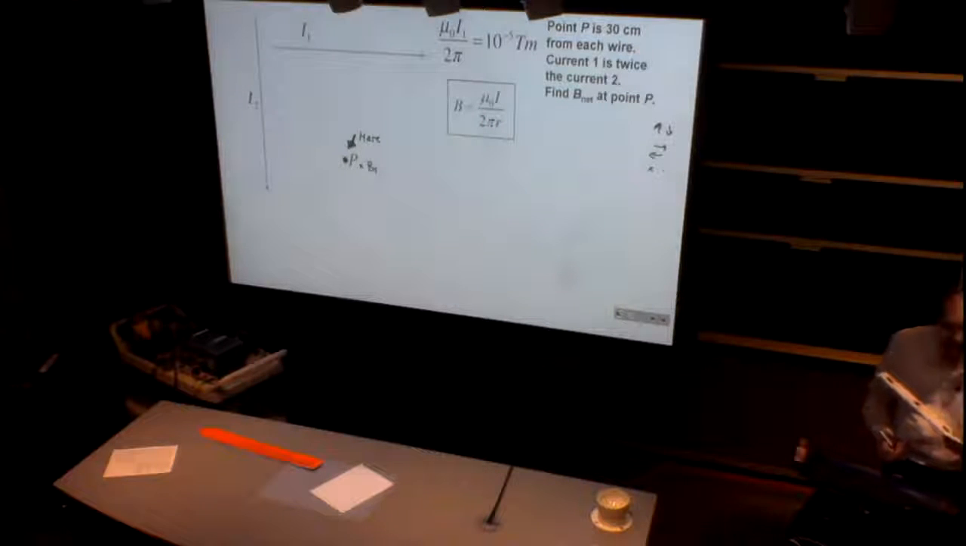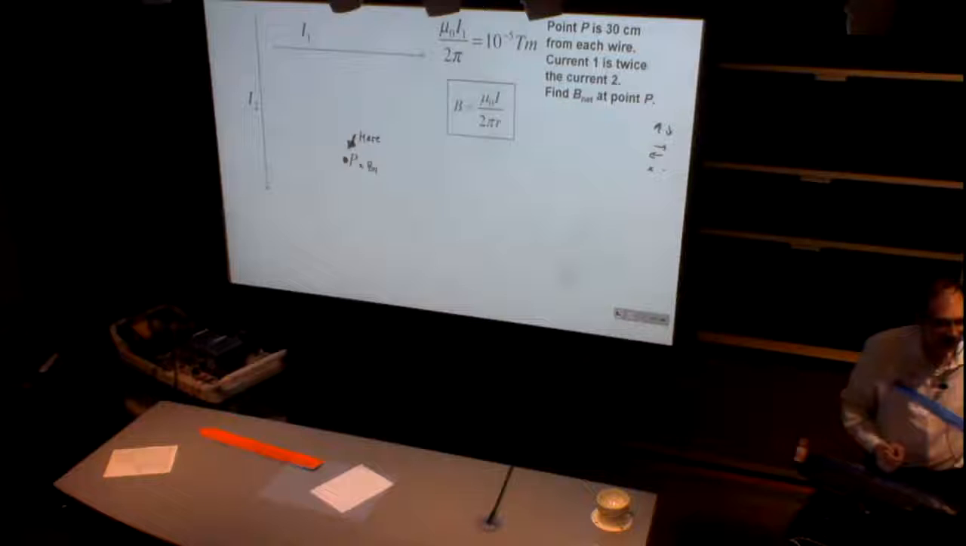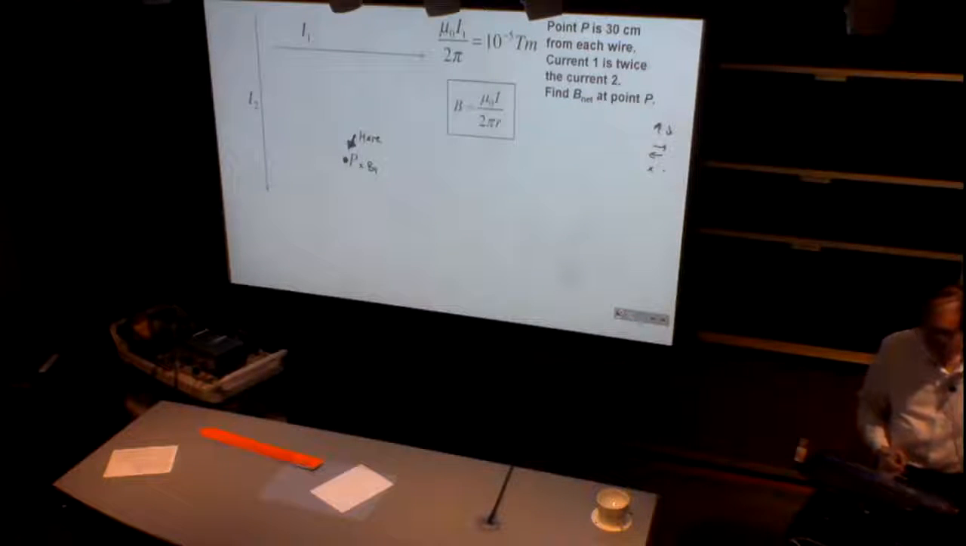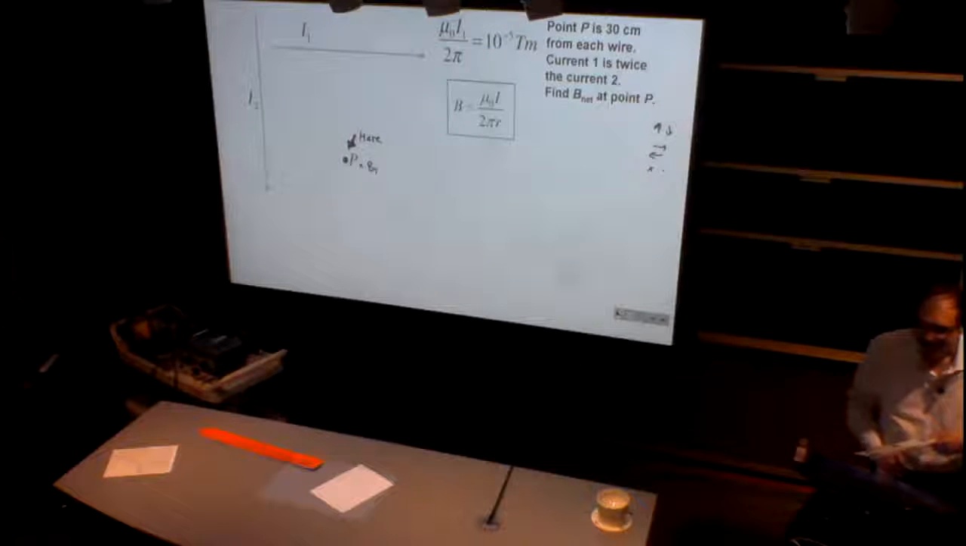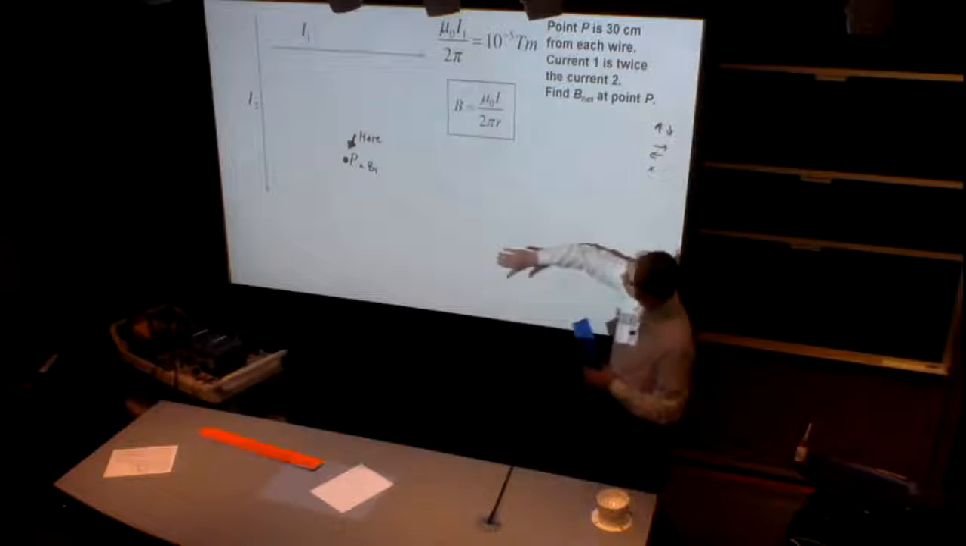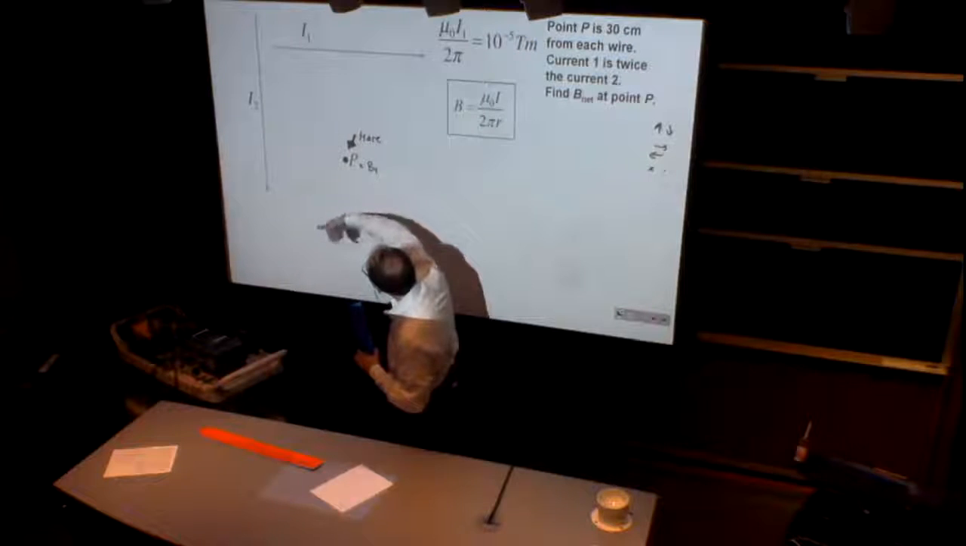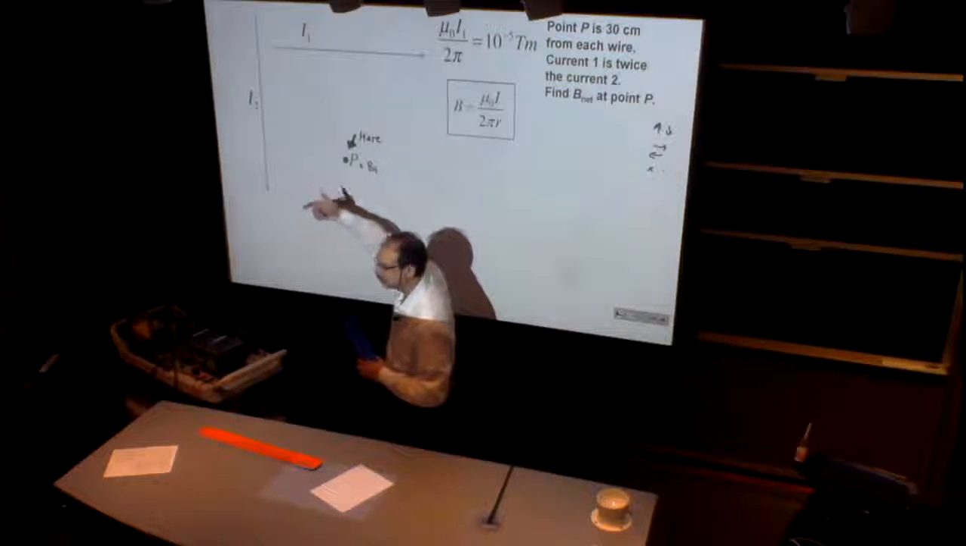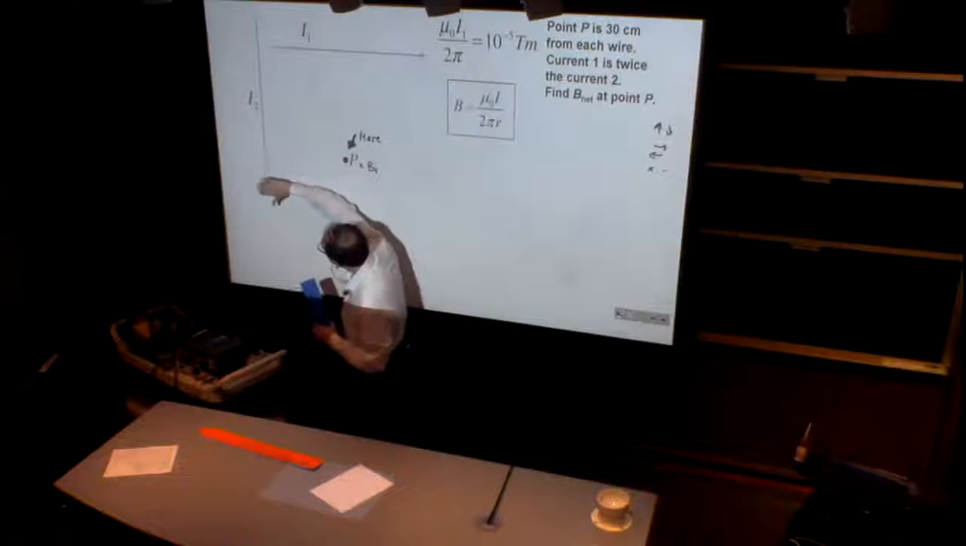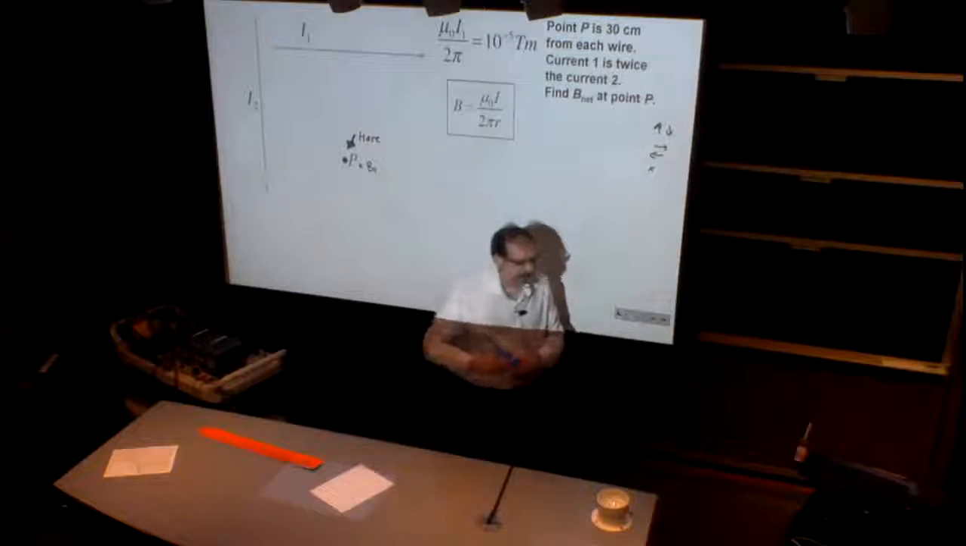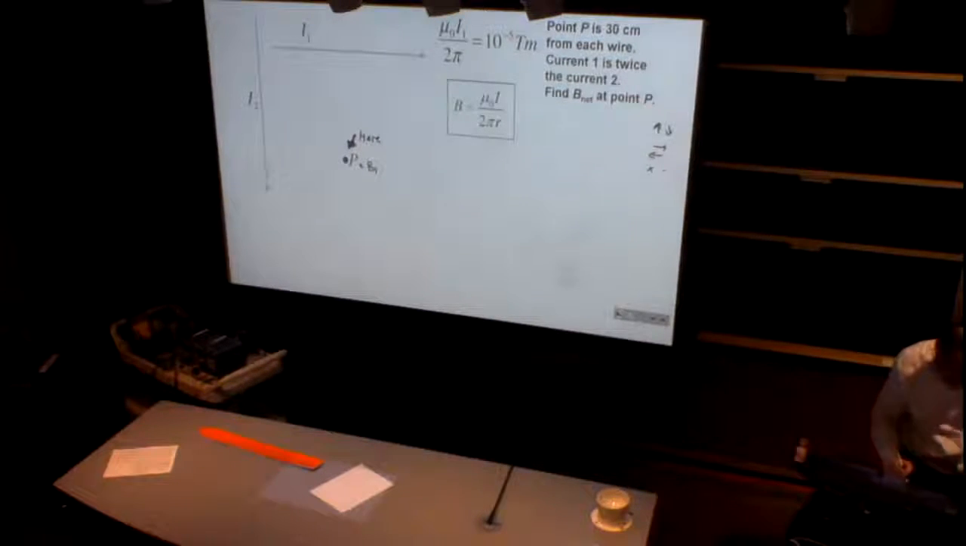So that is B1. What about B2? What do you think? Out of the screen. Thumb, fingers, and right here it will be out of the screen. And for out of the screen, what do we use? A different symbol.